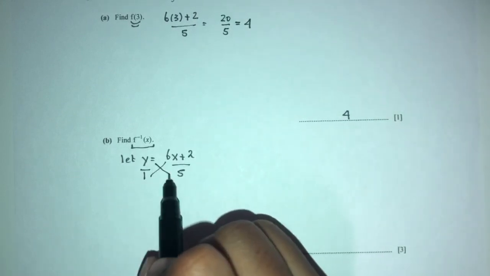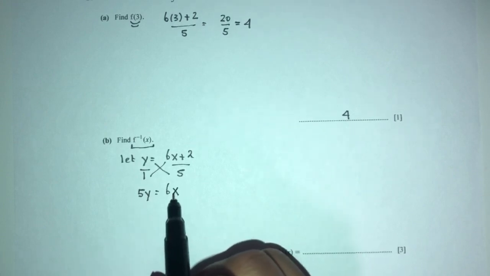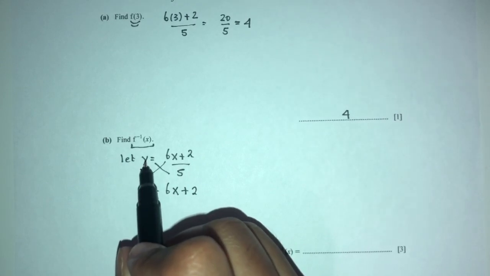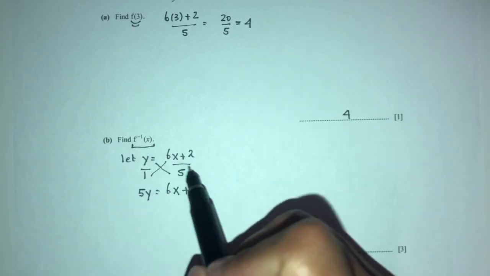First thing first, cross multiply. This will become 5y equal to 6x plus 2. Again, y is also y over 1, if that makes sense. Anything divided by 1 is itself, right? That's why I write this way. Now we can cross multiply, you will have this.